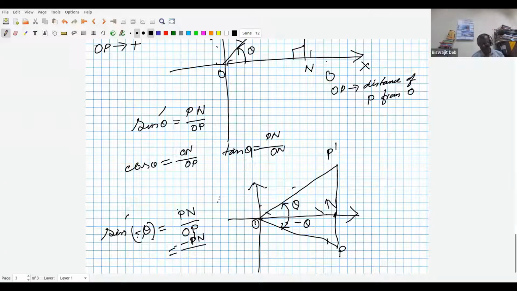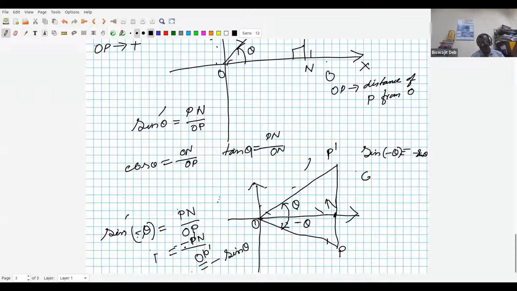So in that case, it is P dash n, and OP is the same as OP dash. So what we are getting then is minus of sine theta. So this gives you a very interesting and useful result. What is sine of minus theta? This is equal to minus sine theta. Fine.